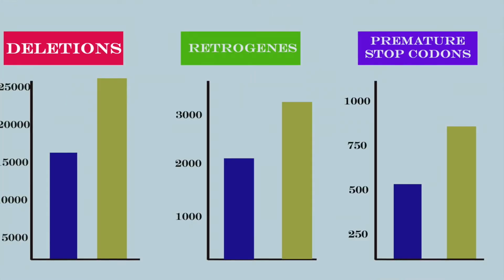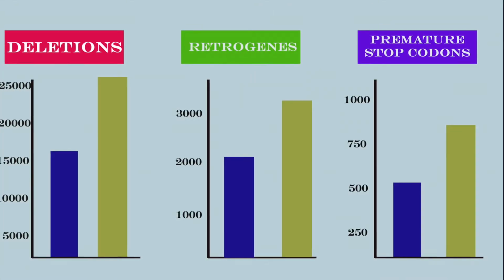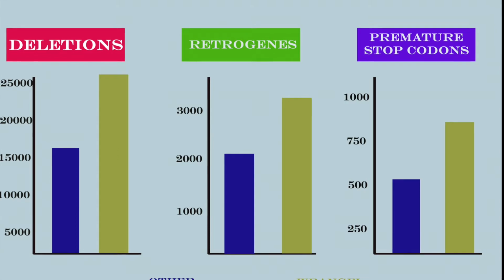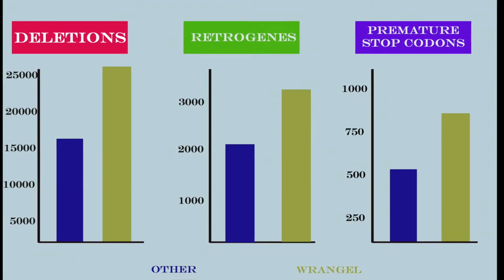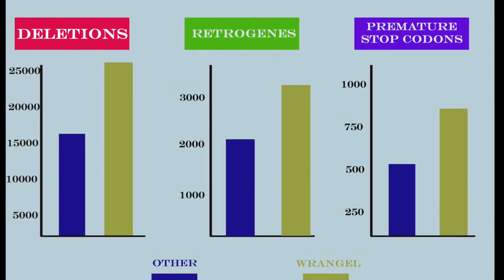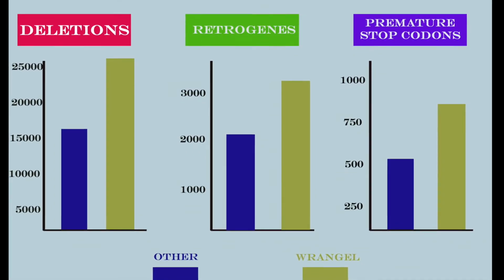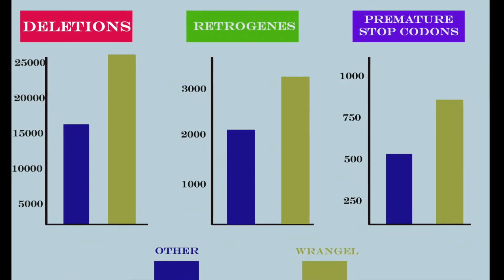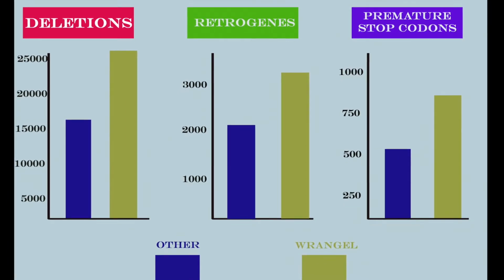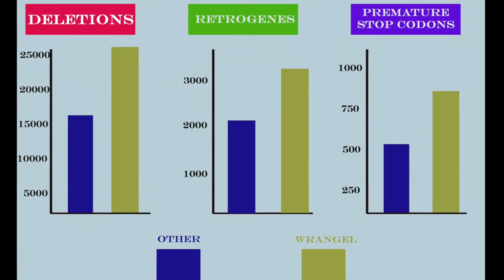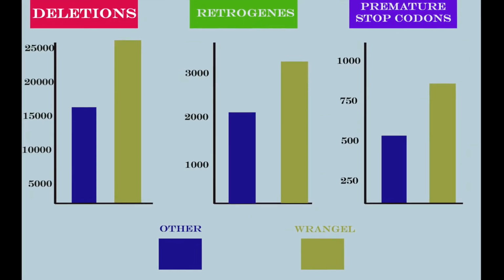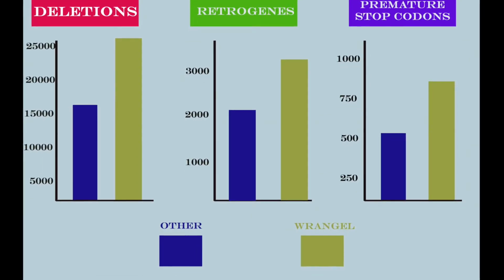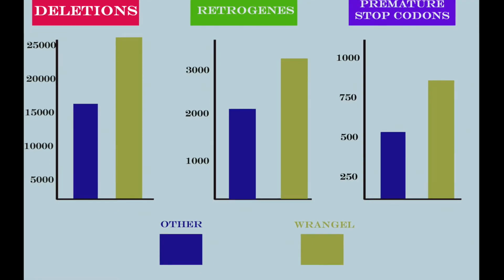In their paper, Excess of Genomic Defects in a Woolly Mammoth on Wrangel Island, Rogers and Slatkin found higher numbers of these mutations in the population on Wrangel Island when compared to the much larger population on the mainland. They found more than 25,000 deletions on the island compared to around 17,000 in the large population, 3,000 retrogenes in the Wrangel genome compared to 2,000, and about 750 premature stop codons compared to around 500.